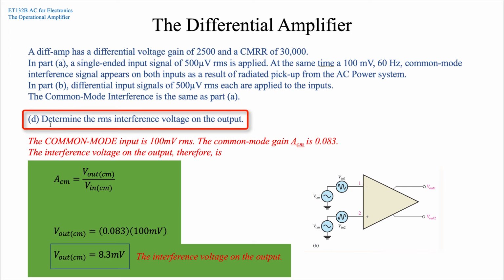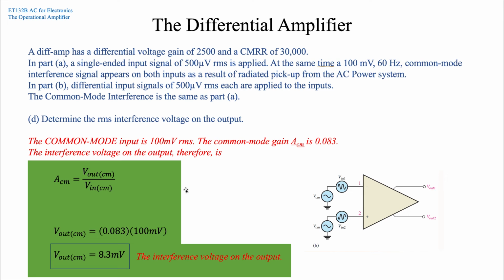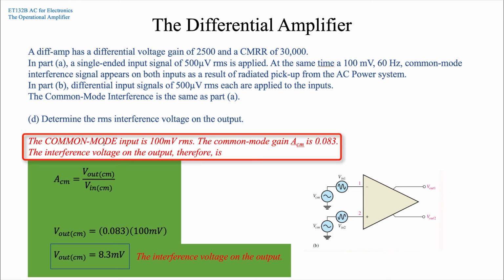Finally, in D, the last part, we want to determine the RMS interference voltage on the output. So we're going to impress some noise on the output and see what happens here. So the common mode input is 100 millivolts RMS. The common mode gain, then, we solved for: 0.083.